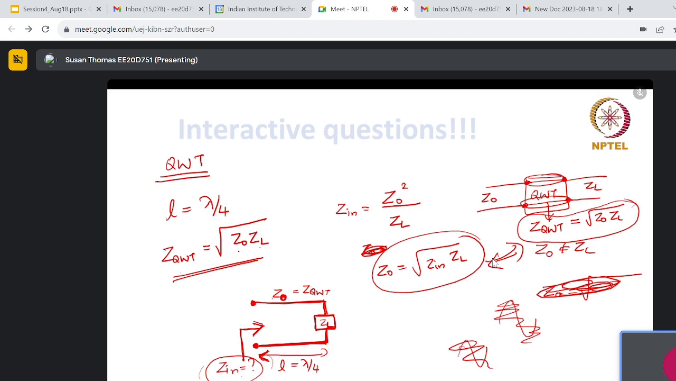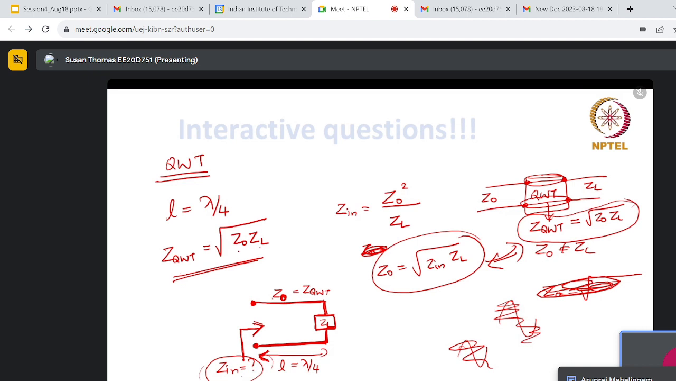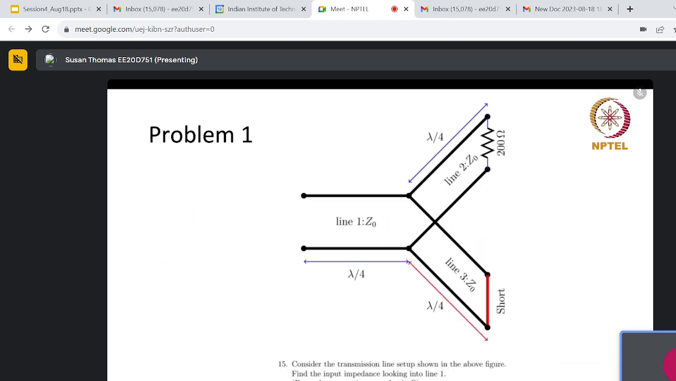Is that concept clear or do you want me to repeat? Okay. This concept will be useful to solve the next question. So try to look at this question here. The very first question here.